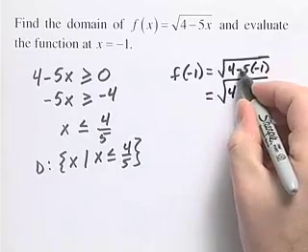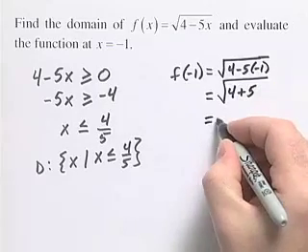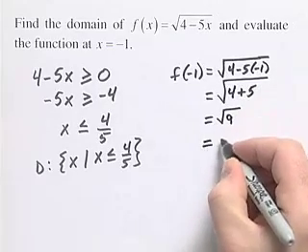A negative times a negative is positive, so we'll have 4 plus 5. So we have the square root of 9, which is 3.